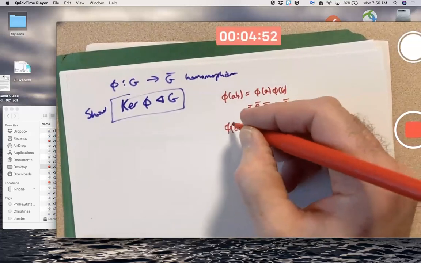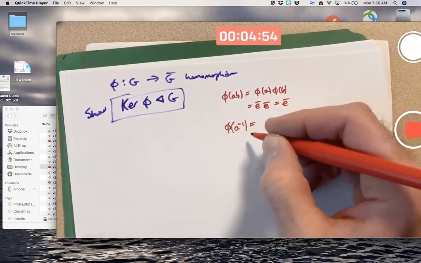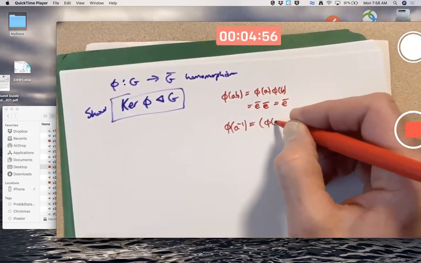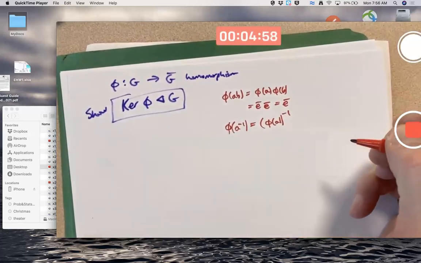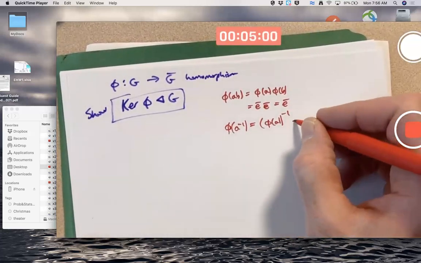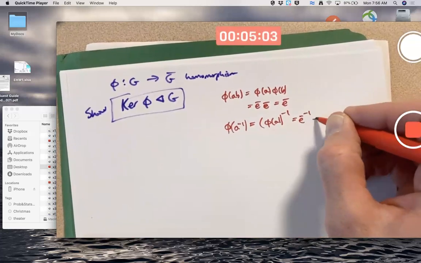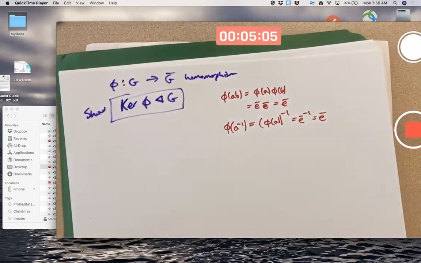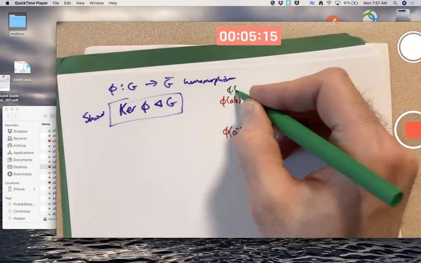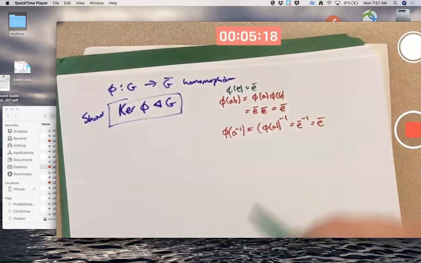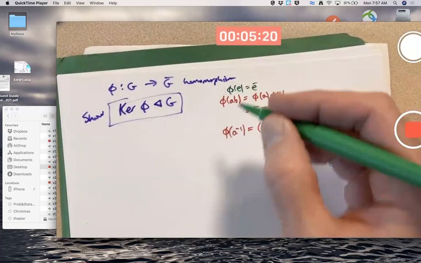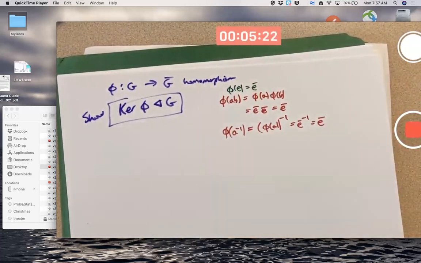Just like with isomorphisms, homomorphisms do have the property that phi of A inverse is the inverse of phi of A. And if you assume phi of A is E bar, this is E bar inverse, which is E bar. So it's pretty quick to show it's a subgroup. You could also quickly show it's non-empty because phi of E can be easily shown to be E bar. I haven't done that, but that's pretty easy to show, and you could use that fact.